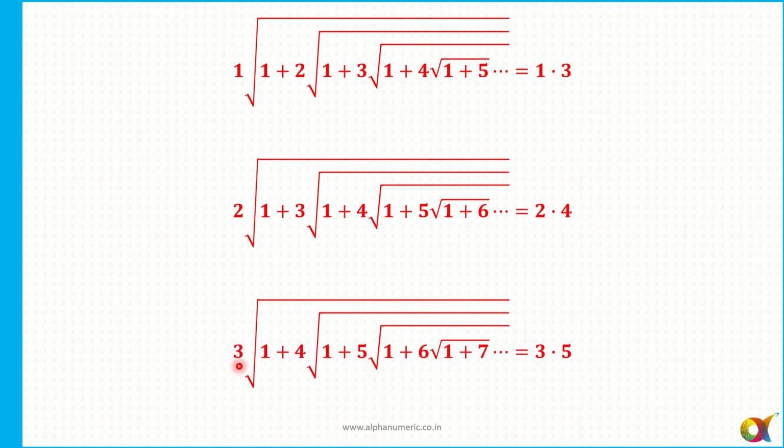Similarly, 3 into root of 1 plus 4 into root of 1 plus 5 into root of 1 and so on. This is equal to 3 into 3 plus 2, 5, which is 15 here.